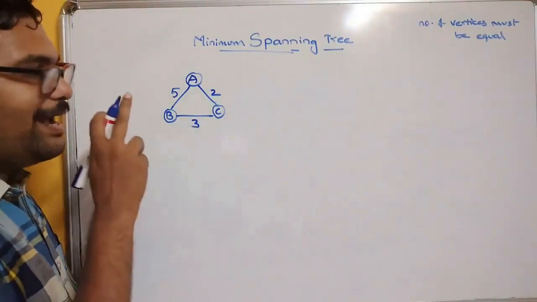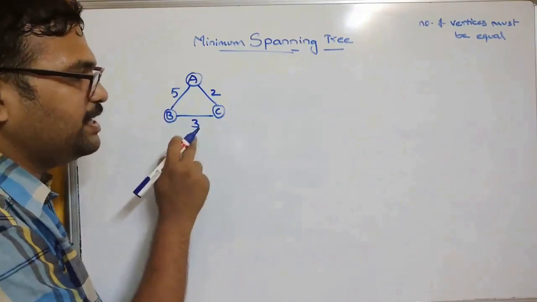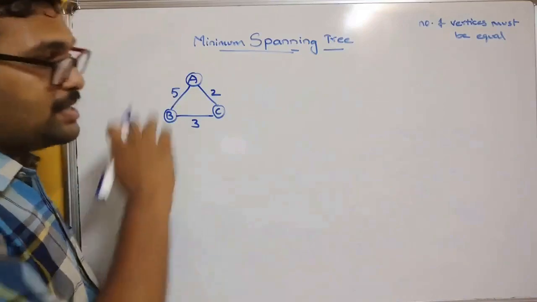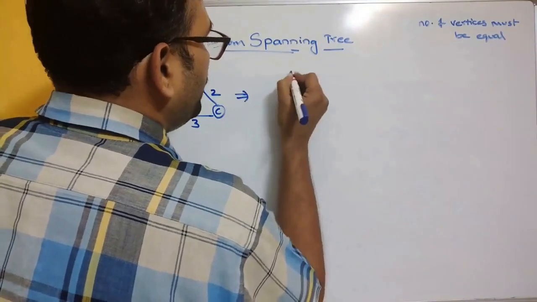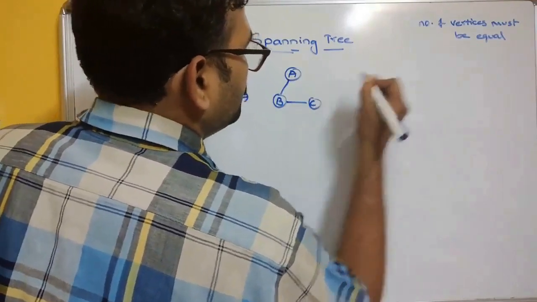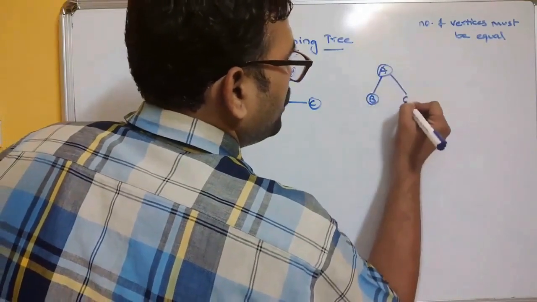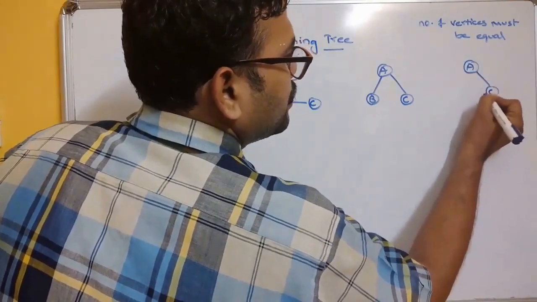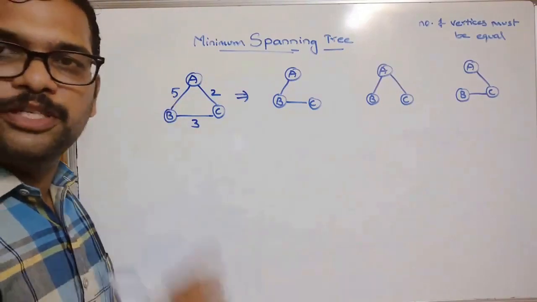So the cost of an edge from A to B is 5. The cost of an edge from B to C is 3. The cost of an edge from A to C is 2. Now construct the possible spanning trees. The possible spanning trees are A to B, B to C; A to B, A to C; and A to C, C to B. So these are all the possible spanning trees, right?